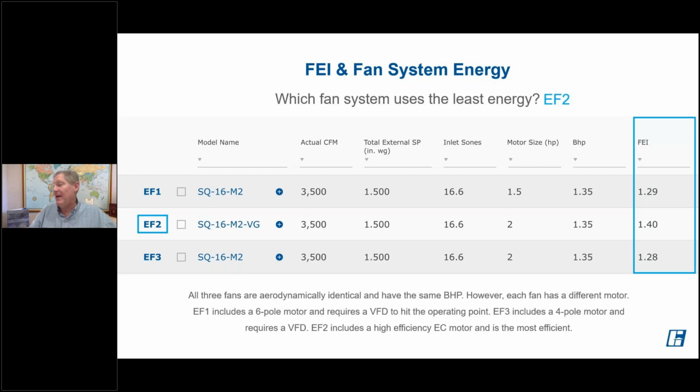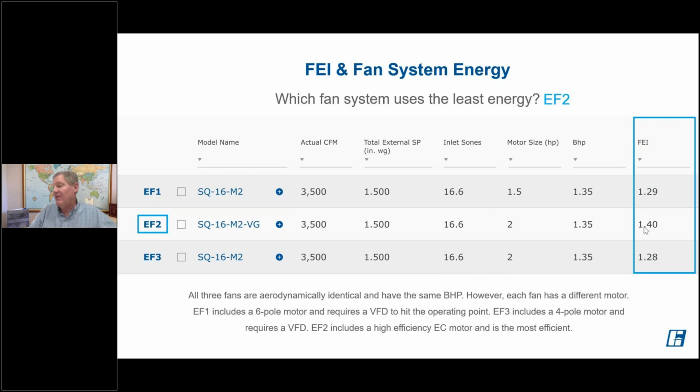So you say, well, what's driving the difference here? Again, remember, brake horsepower only accounts for aerodynamic losses and bearing losses. FEI is accounting for motor losses. In this particular case, each fan has a different motor. EF1 has a 6-pole motor with a VFD, because that's a direct drive fan, we had to hit it with a VFD to get it to the operating point. EF3 is a 4-pole motor with a VFD, whereas EF2 is an EC motor with a built-in drive, so again, as I said, it's going to be the most efficient motor drive combination of the three motor drive selections in this grid.